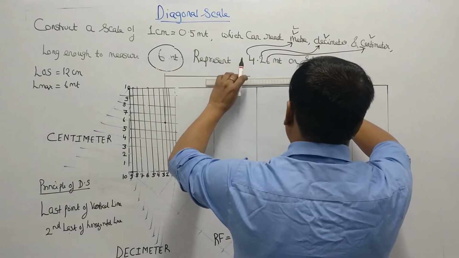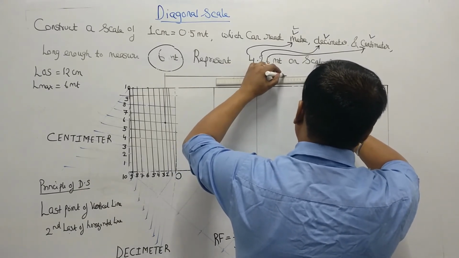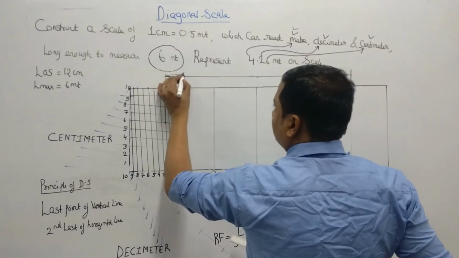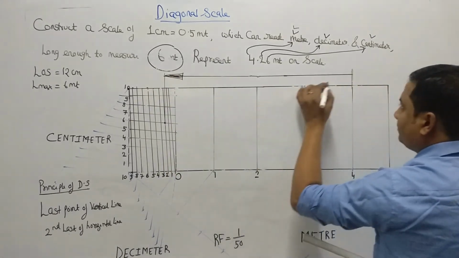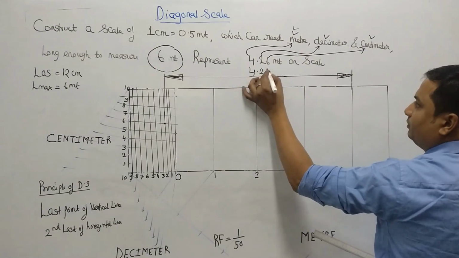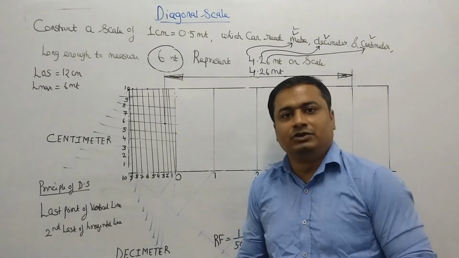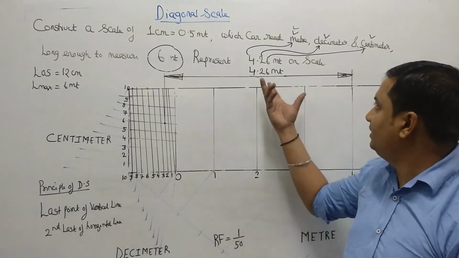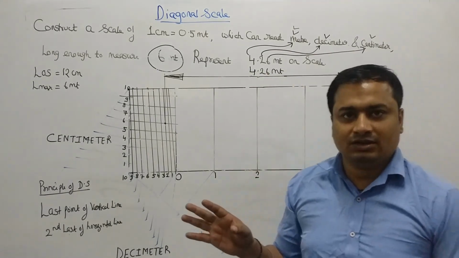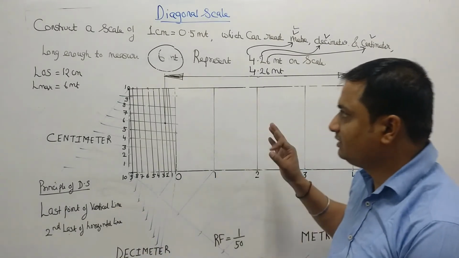Now this is the dimensioning part, so you have to use this extension line and the dimension line with the proper arrowheads. So this is representing 4.26 meters. In this way you can measure any unit, you can represent any quantity here for the maximum value of 6 meter. You can represent any value for the maximum length of 6 meter. So this is called the diagonal scale.